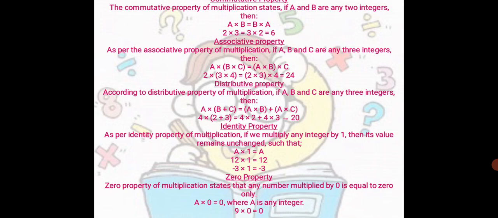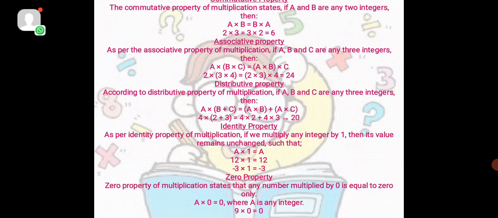As per identity property of multiplication, if we multiply any integer by 1, then its value remains unchanged. What is the meaning of identity property? If we multiply 1 with any integer, means if we multiply 1 with any digit, the result will be the same as the digit. Suppose A into 1 is A. That means 12 into 1 is 12. Minus 3 into 1 is minus 3.